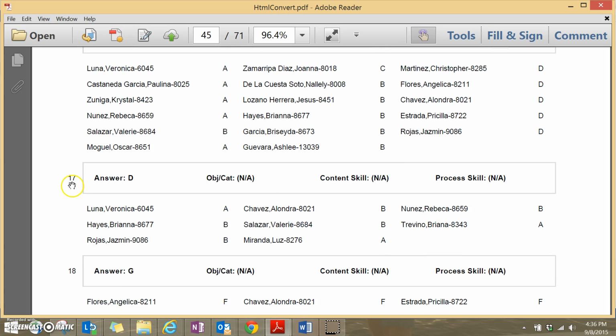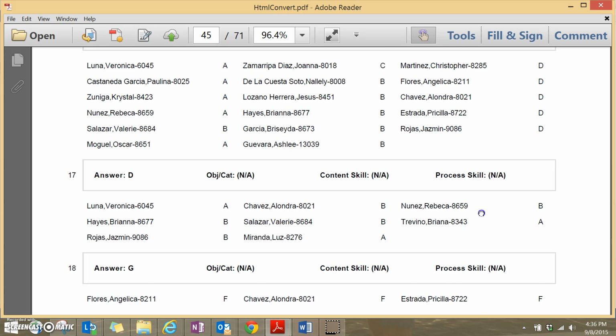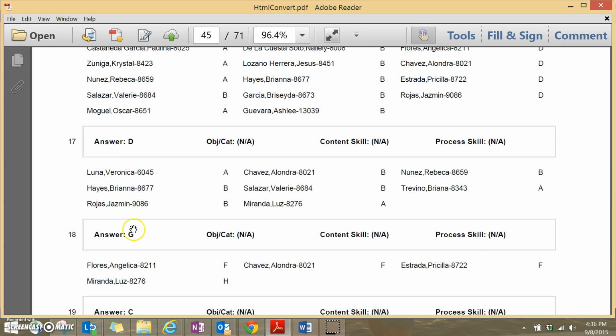Versus, if we look at number 17, all students who got it wrong picked either A or B. So there's something really interesting happening in those answer choices that I want to hone in on, because C and E didn't trip kids up at all. No one picked that. So similarly with number 18, only a very small handful of kids got this question wrong, and 3 out of 4 of them picked F. So there's something going on with the answer F that made Priscilla, Alondra, and Angelica all get tricked by that.